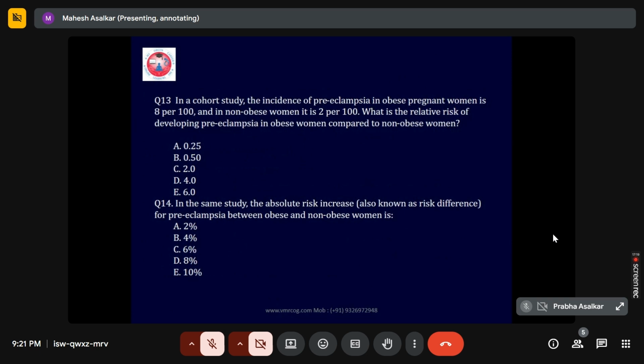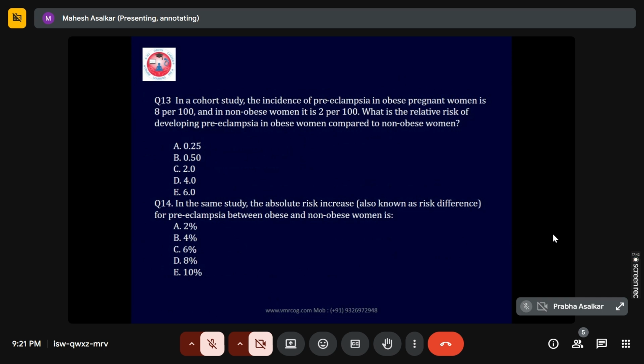In a cohort study, the incidence of preeclampsia in obese pregnant women is 8 per 100, and in non-obese women, it is 2 per 100. What is the relative risk of developing preeclampsia in obese women as compared to non-obese women? Sir, so 8 by 2, 4. Option D. Correct.